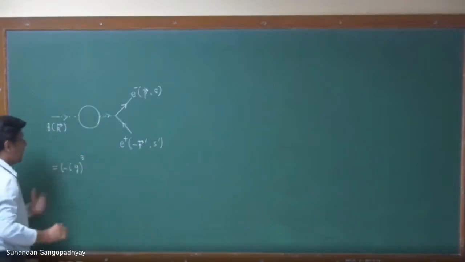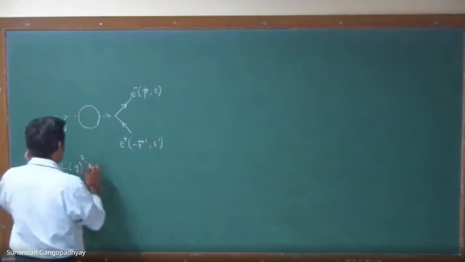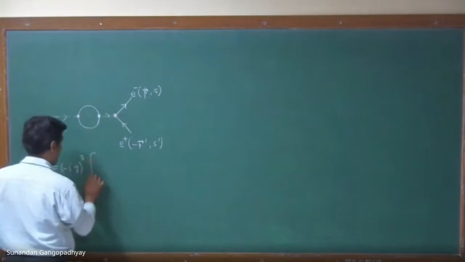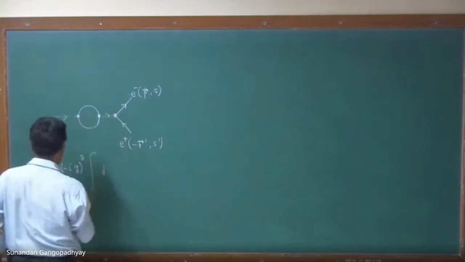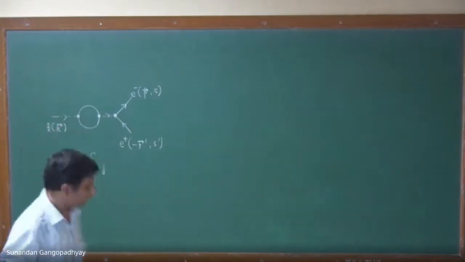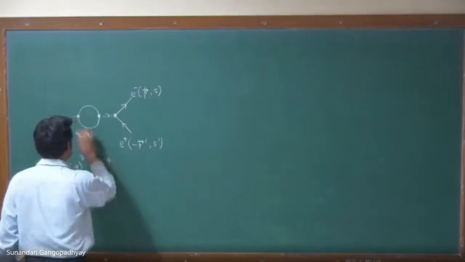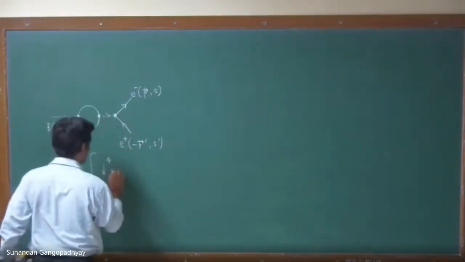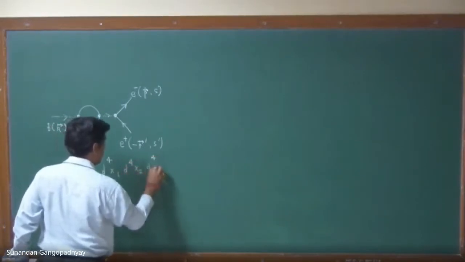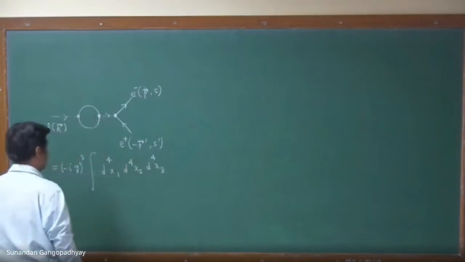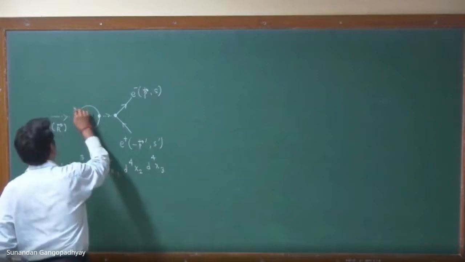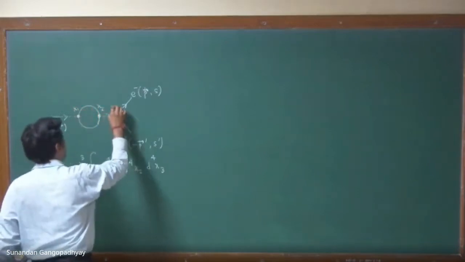That gives a factor of minus i e for each vertex, and then there will be integrations over space-time over these vertices. Here that gives d^4x1, d^4x2, d^4x3. Then we have to call this x1, x2, x3.